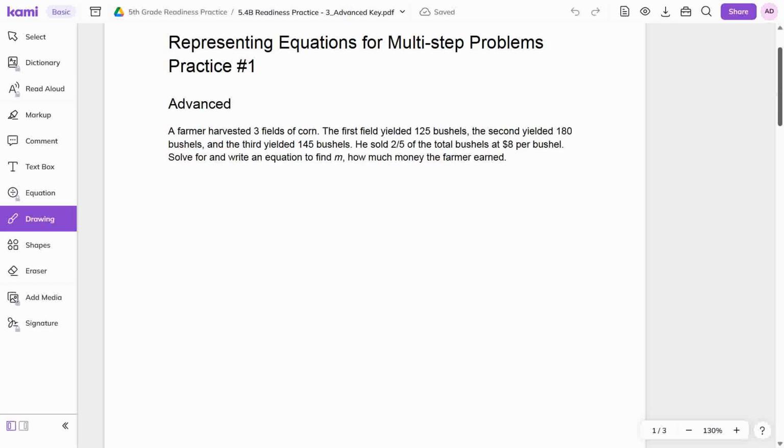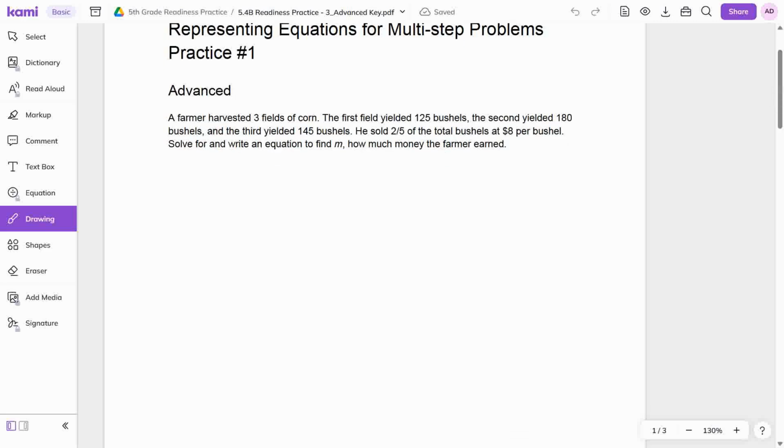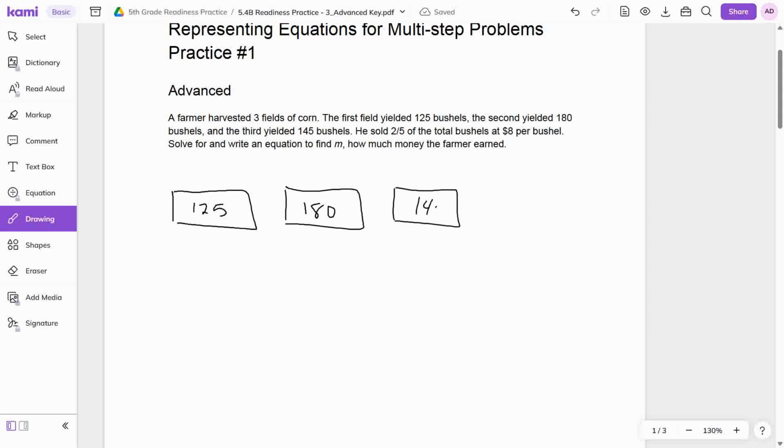So we have a farmer here, and we're harvesting 3 fields of corn. So I'm just going to draw a representation here, right? So I've got 125 bushels, I've got 180 bushels, and then I've got 145 bushels. And then I sold 2/5 of the bushels at $8 a bushel. So I need to find an equation here.